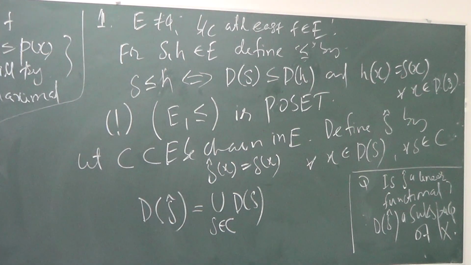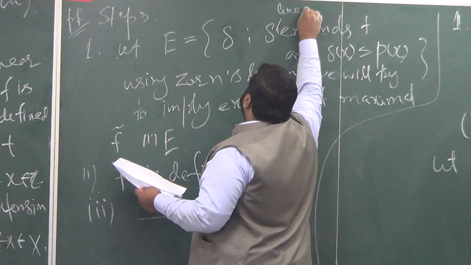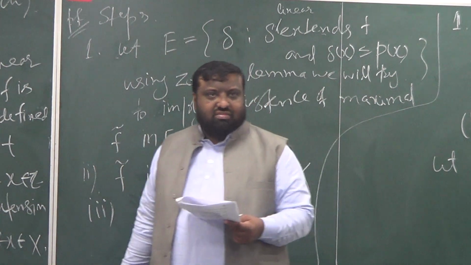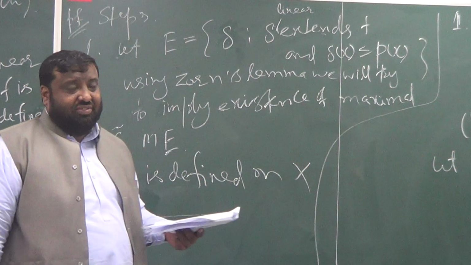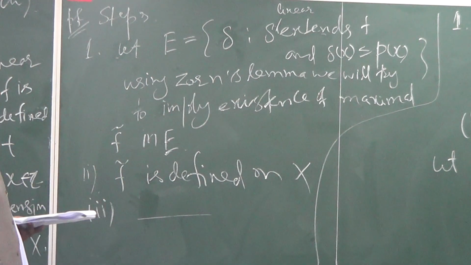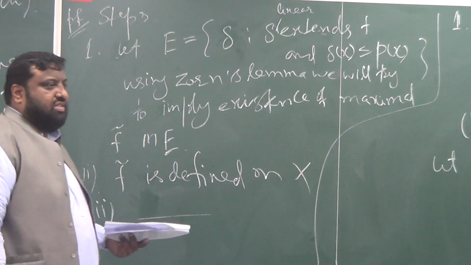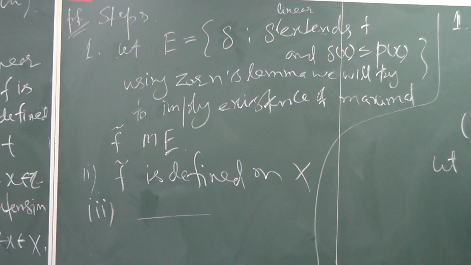To make your life easier, you may add a word here that these G's are linear extensions of f. Now maybe you can see that G is a linear extension of f, so this G hat must be also. This is something for you to verify.